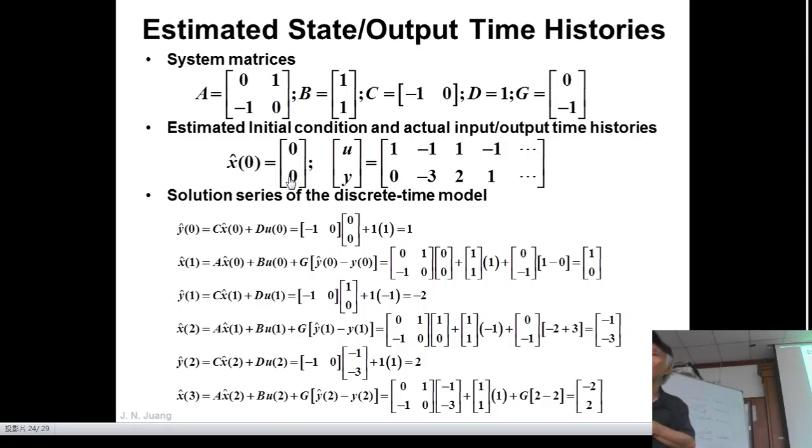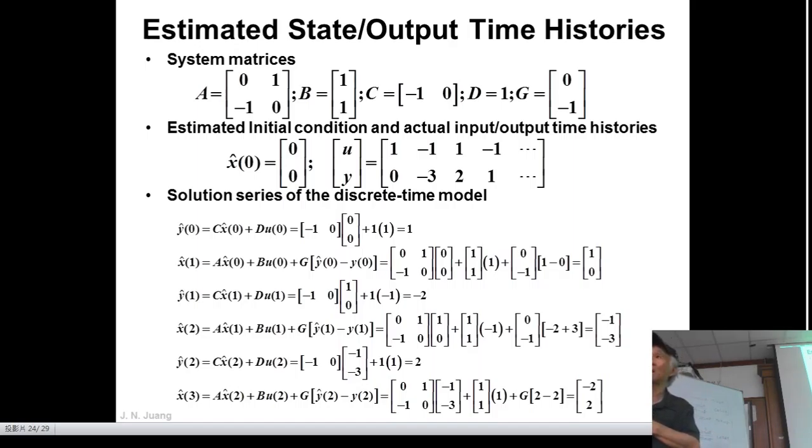Assume you have only accelerometers. Then of course you can integrate to get your velocity. You can integrate again to get your displacement. That's one way to do it. Another way to do it is you know the model. Then, based on this model information, ABCD model information, you can use this observer equation to estimate your states.